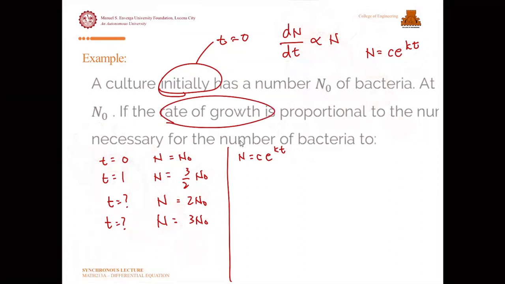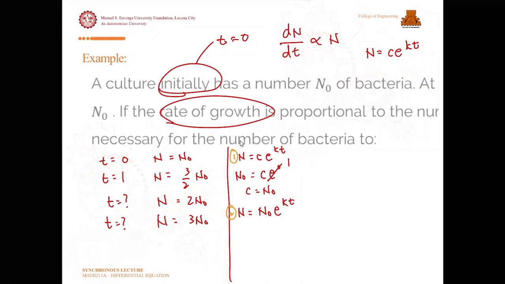Okay, so yung N natin at initial is N sub O is equals to C e raised to 0. So, this will be 1. So, C is equals to N sub 0. So, yung equation natin will now be N is equals to N sub 0 e^(kt). Okay? So, ito yung first natin, ito yung second natin.